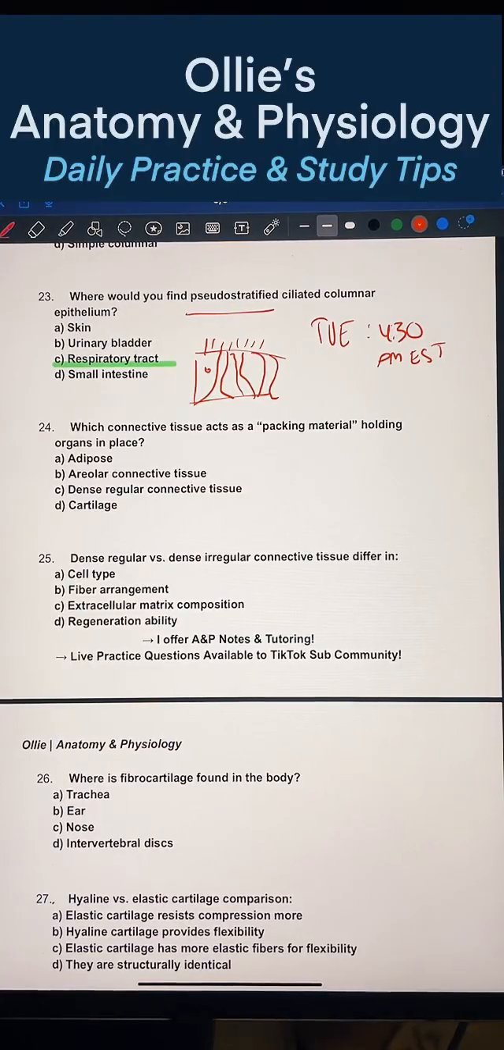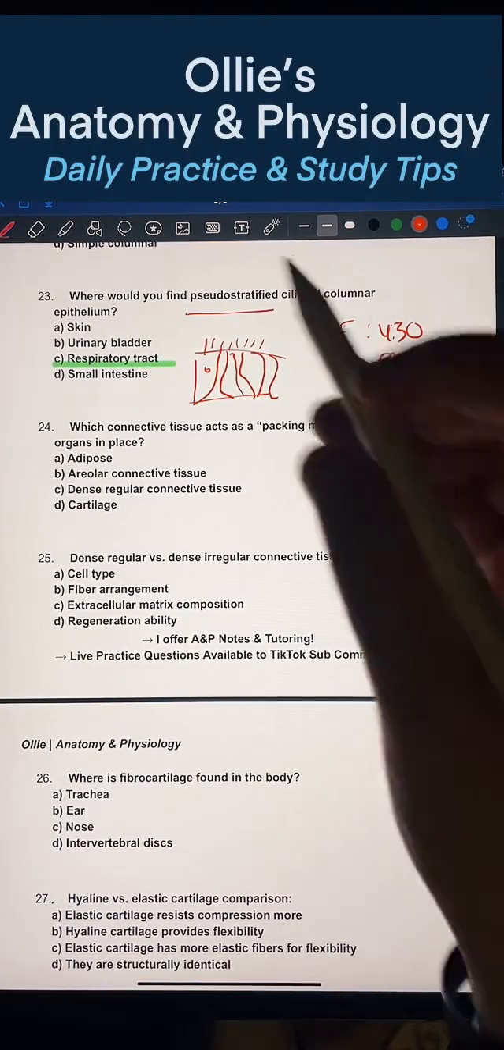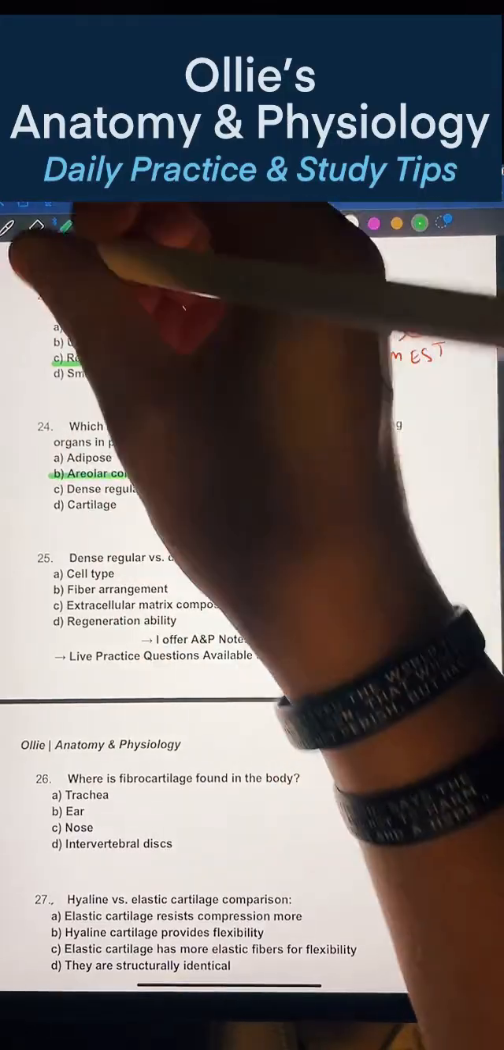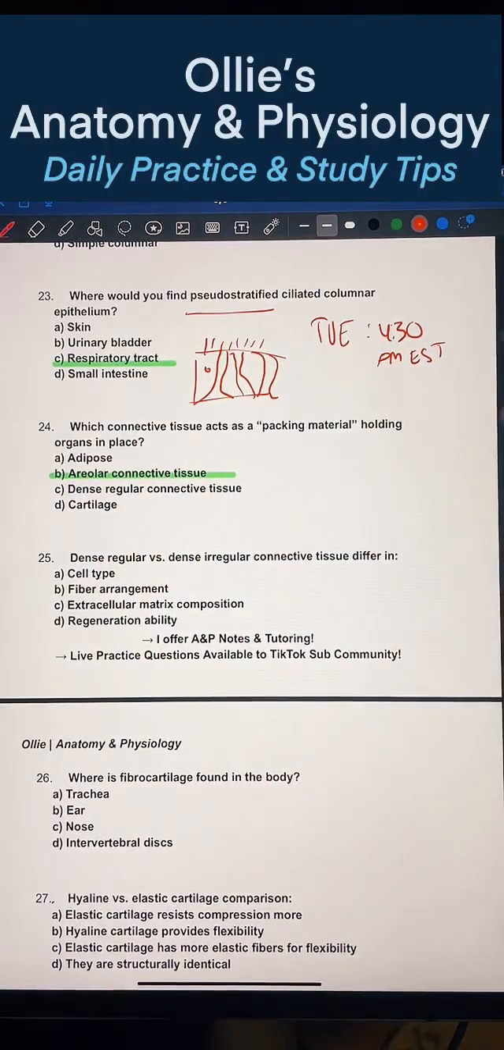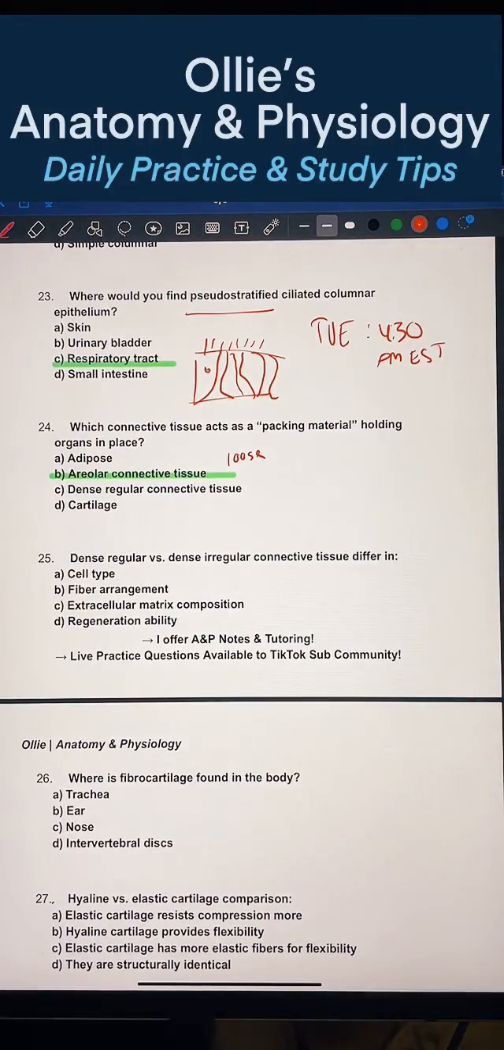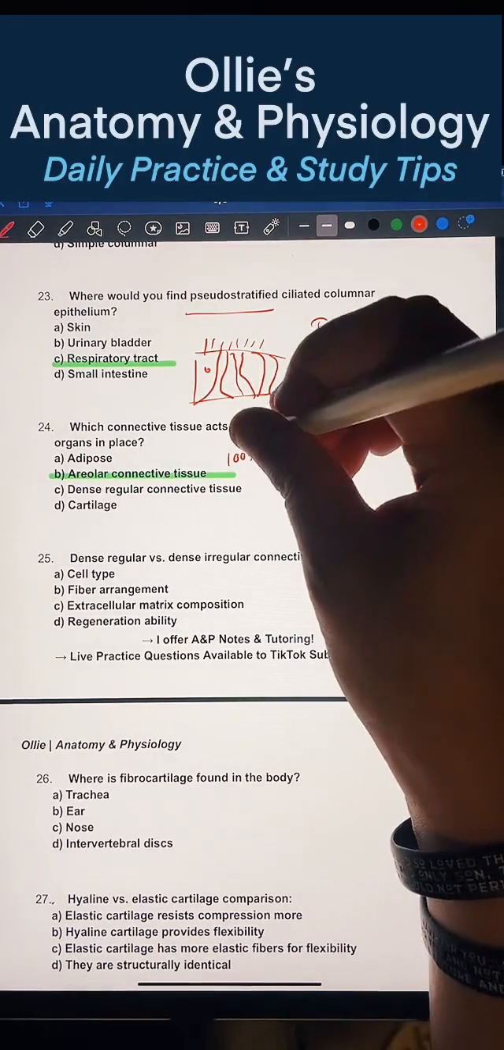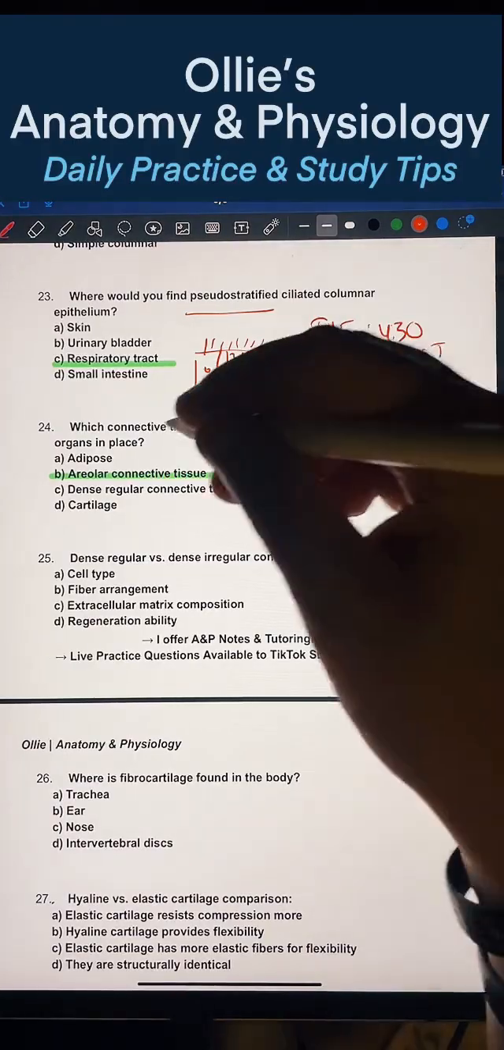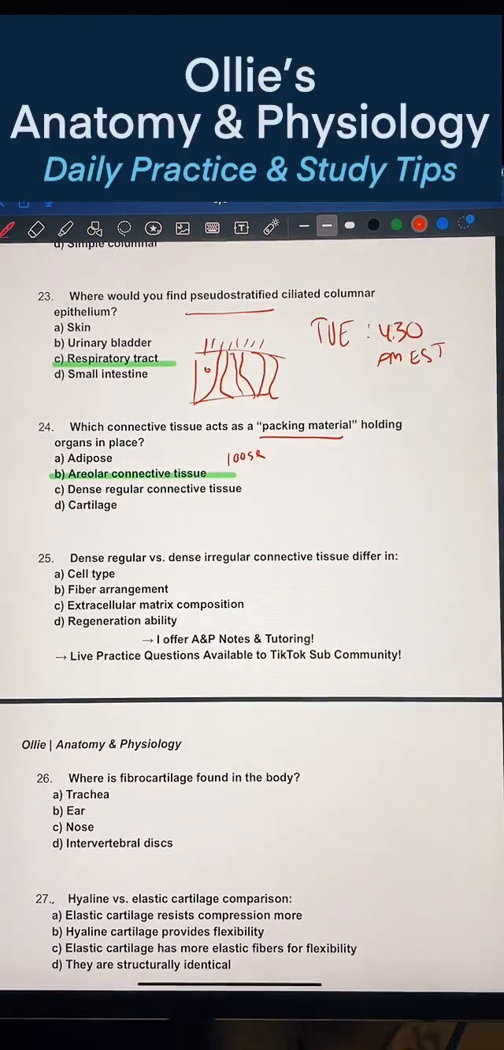But number 24, the answer is B. It is areolar connective tissue. Areolar is loose connective tissue, meaning loose means that there's more ground substance or gel as opposed to dense. Dense is going to have a lot more fibers and less of the ground substance or gel. It being loose is going to allow it to act as a packing material. An example is adipose tissue. You're able to store fat.